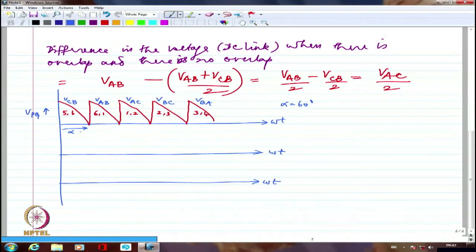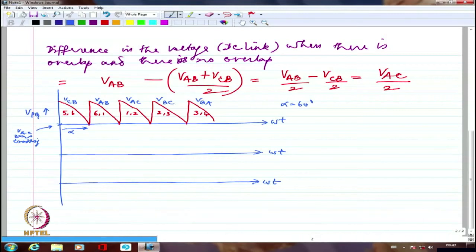That is alpha. So VAC 0 crossing would have been somewhere here. This point is VAC 0 crossing. Am I right? Because with respect to VAC 0 crossing, I am calculating alpha and I have drawn the waveform for alpha equal to 60. So clearly that is the VAC 0 crossing point.